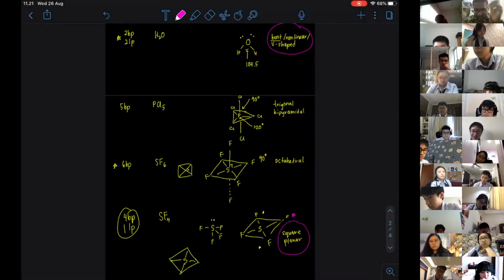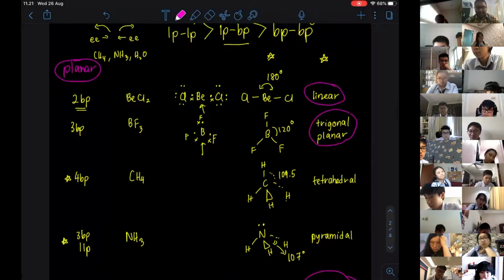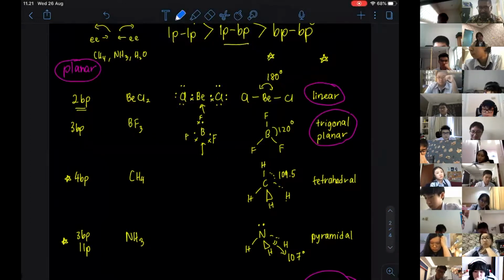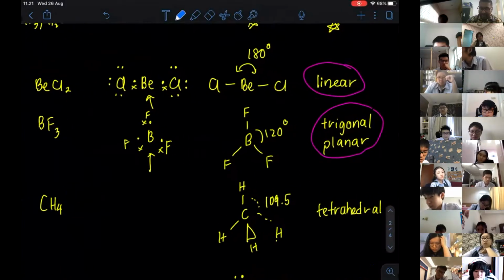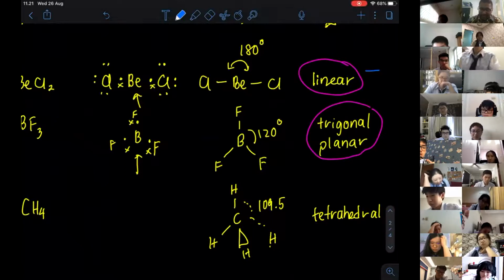Anyway, you have all this structure, but I want to discuss certain things about the naming. Sometimes when we learn something, we don't look at the naming properly. If you look here, linear is one straight line, so it's a line. Trigonal planar is a triangle. It forms a triangle.